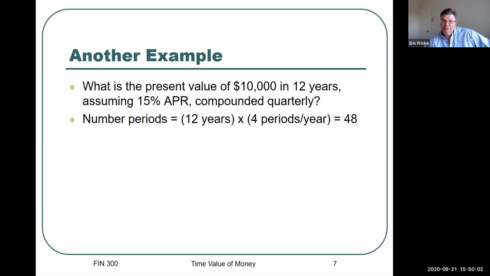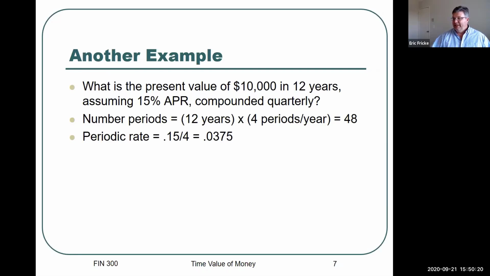So how many quarters do we have in a year? Looks like 4, right? So 12 years times 4 quarters or 4 periods per year. So we've got a total of 48 quarters in this problem. That's the T, if you will.